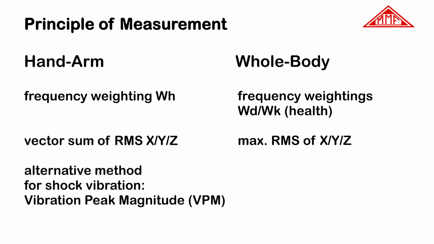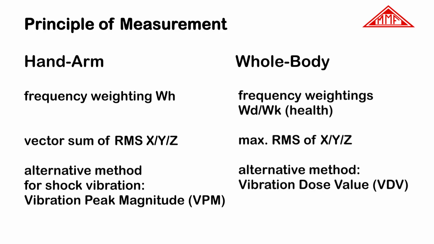Alternative methods exist. For hand-arm shock vibration, vibration peak magnitude (VPM) was introduced. Whole-body vibration can alternatively be measured as vibration dose value (VDV). Both emphasize single shock events.